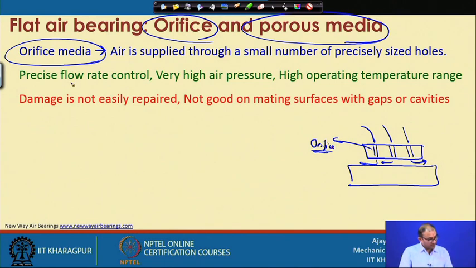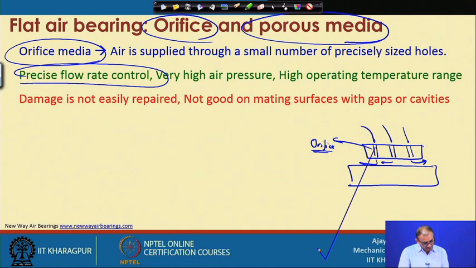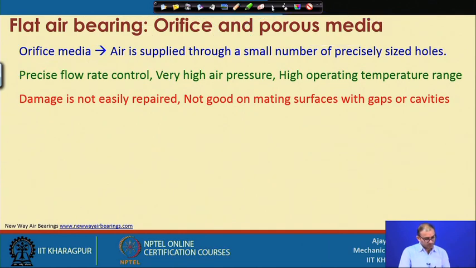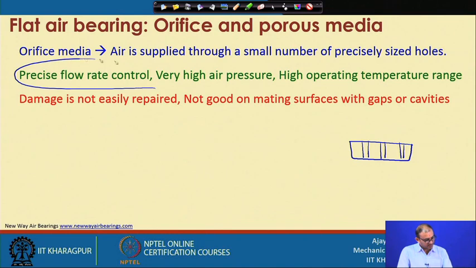So, what are the advantages? The advantage is precise flow rate control, because now you know the diameter of this particular hole. Whatever hole you are drilling, you know its diameter, and very high pressure is possible, because everything is solid, correct. So, let me draw it again. Right. So, it is precisely controlled, that means you know the size, the dimensions are known.